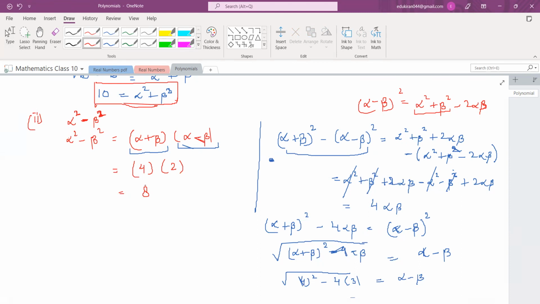Ma'am, can we do this with any other identity? Yes, but I think only this identity can be used here. Oh yeah, if you can find some other identity, that's okay. Which one do you want to do?